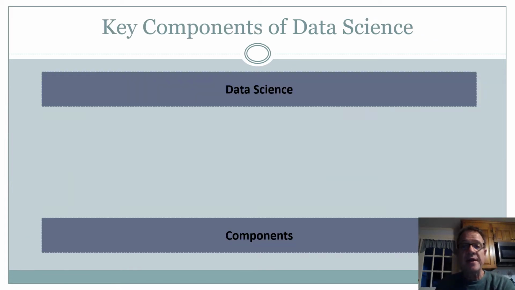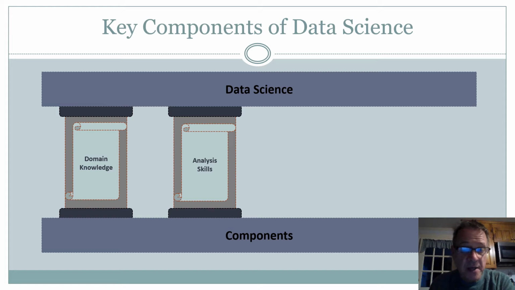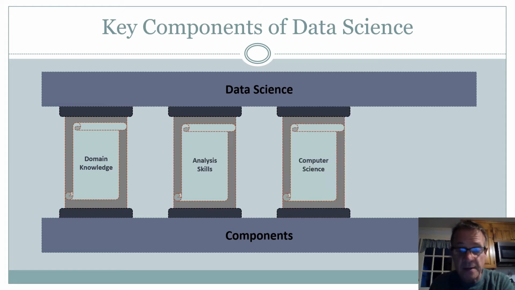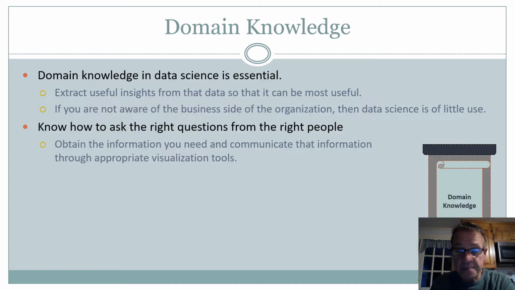So there are several key components of a data science program within an organization, and we're going to talk about each one of them briefly here. The first is domain knowledge and what that all means. It's very, very critical. The second is the analysis skills that are used within that domain and within that data. The third is the computer science component itself and how that all works. And then finally, we'll talk about communications and its role within data science.